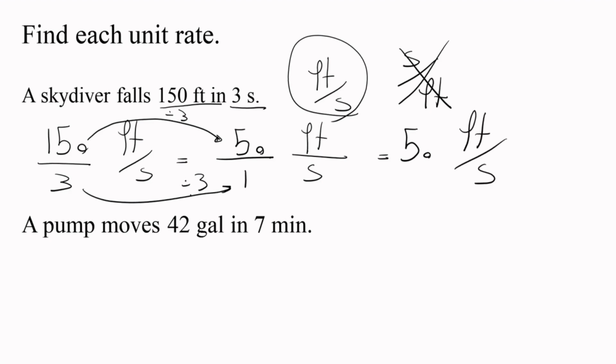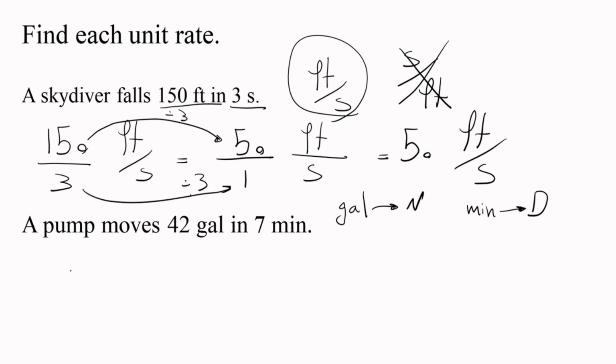A pump moves 42 gallons in 7 minutes. In this type of question, you assume that the first thing that the question gives you is the numerator. So gallon will be the numerator and minute will be the denominator. And of course, gallon per minute is more common. If you don't know which one is more common, just assume the first unit that the question gives you is the numerator.